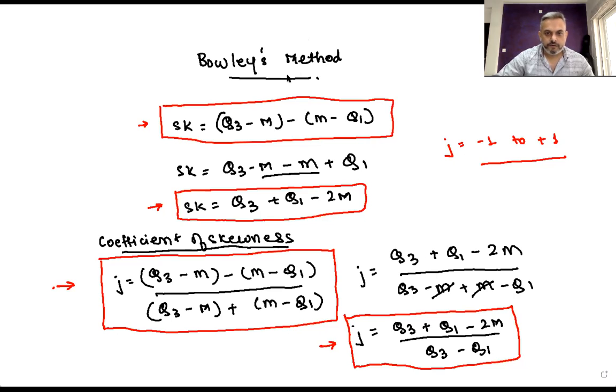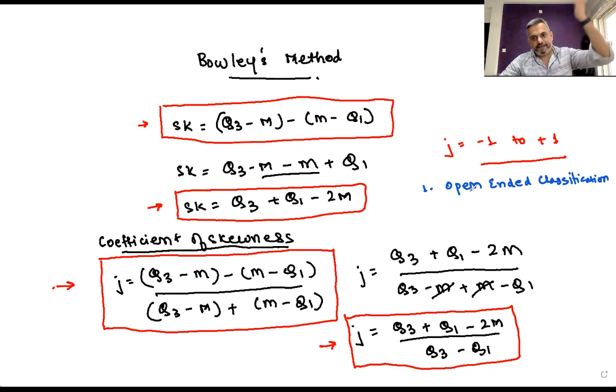Bowley's method we will use when it is specifically given that we have to use Bowley's method, or in case it is an open-ended classification. Open-ended classification means less than 10, 10 to 20, 20 to 30, 30 to 40, 40 to 50, 50 and above, open-ended. So we can't go to Karl Pearson because we can't get the mid value. So we can't use Karl Pearson. We have to go for boundaries.